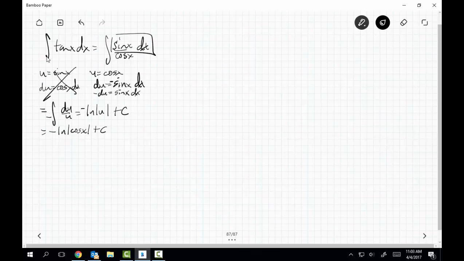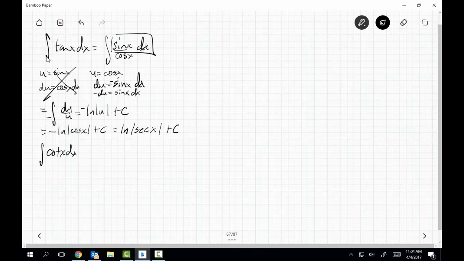Now, if you remember your laws of logarithms, I can actually raise the whole thing up to the -1, and cosine of x raised to the -1 is 1 over cos, which is secant. So you'll sometimes see this written as the natural log of the absolute value of secant x plus c, right? Hopefully you understand how that happens, because cos of x raised to the -1, not inverse cos of x, but cosine of x raised to the -1 is 1 over cos, which is secant. And there you go.